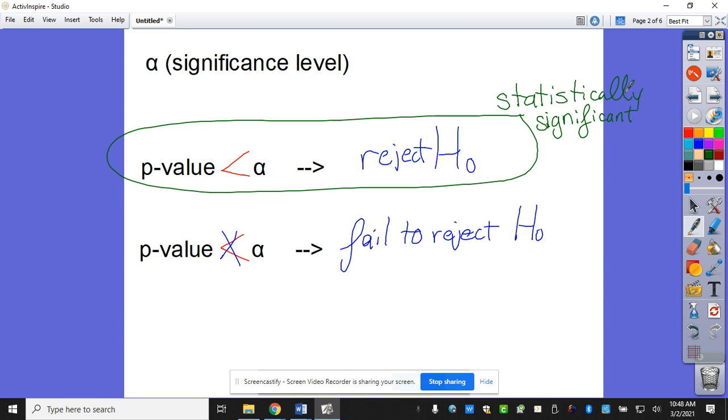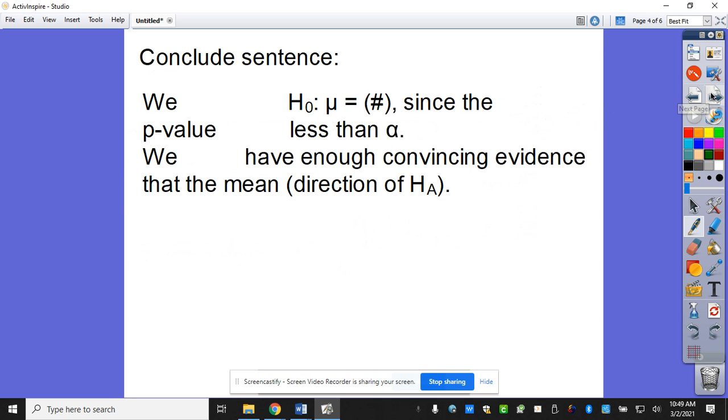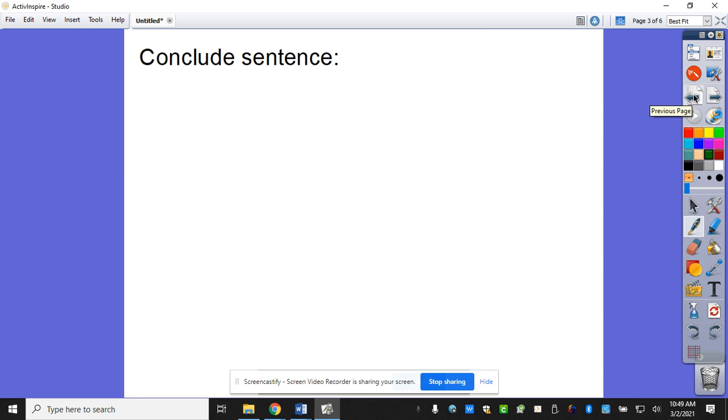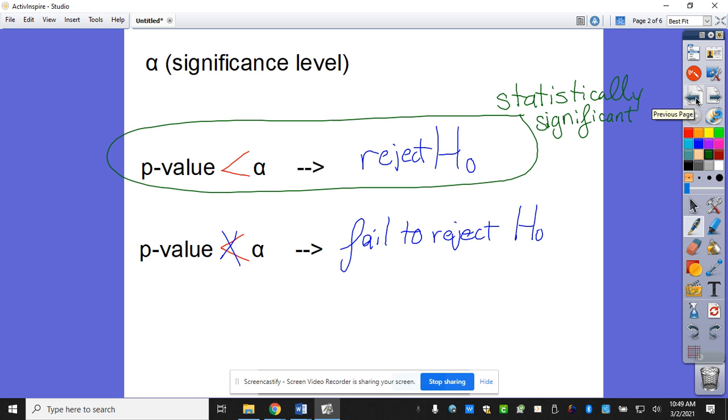Now, I don't need you to write this out with the conclusion. I just want to go through this really quick. So here is my fill in the blank for conclusion. We something the null hypothesis, since the p-value something less than alpha, we something have convincing evidence that the mean is that direction. So what if we say we're doing something with the null hypothesis? Our two options are we what or what the null hypothesis? Reject or fail to reject.